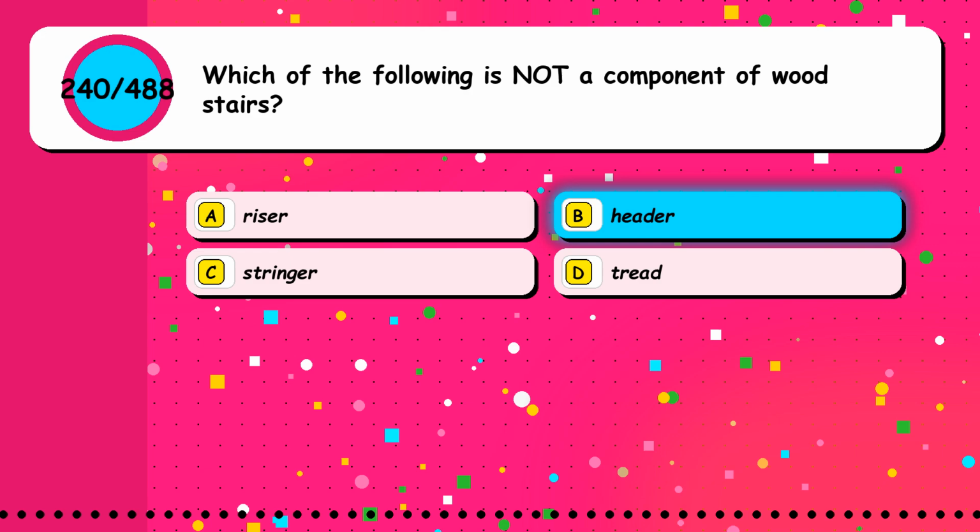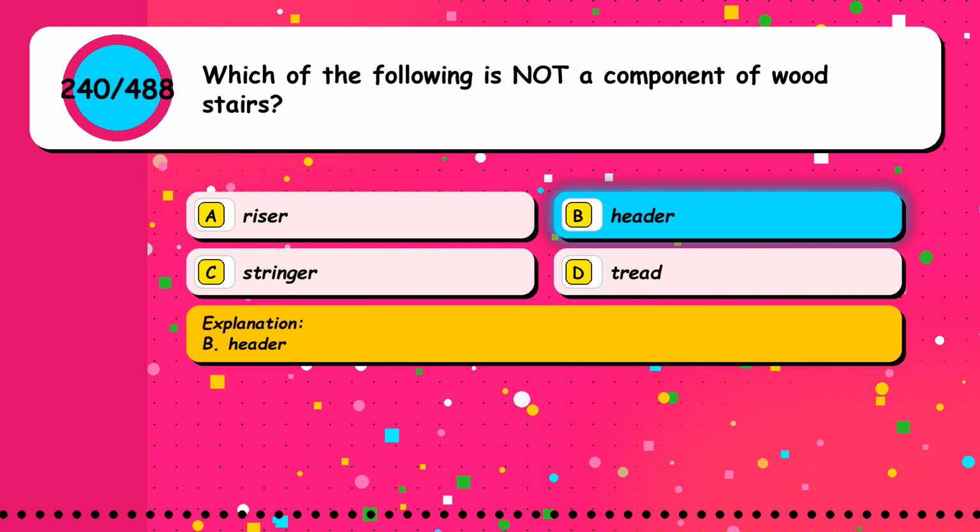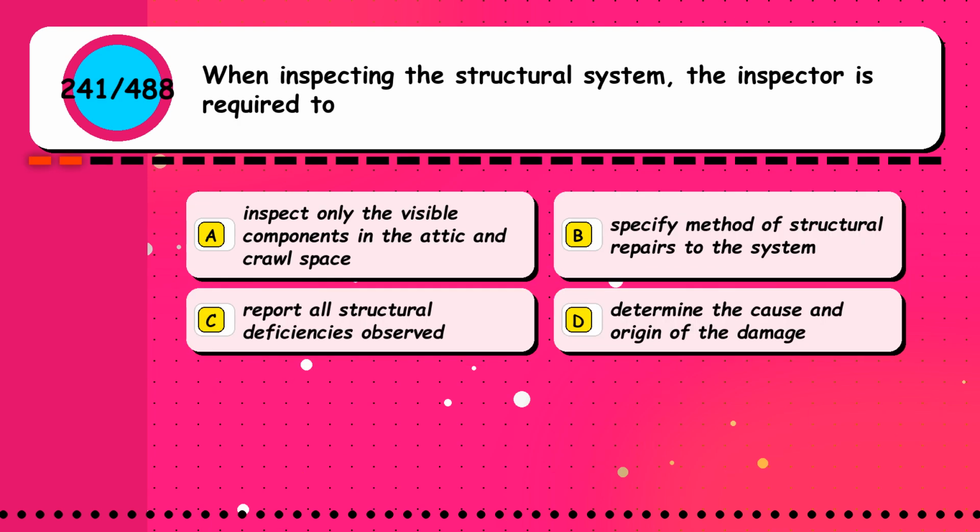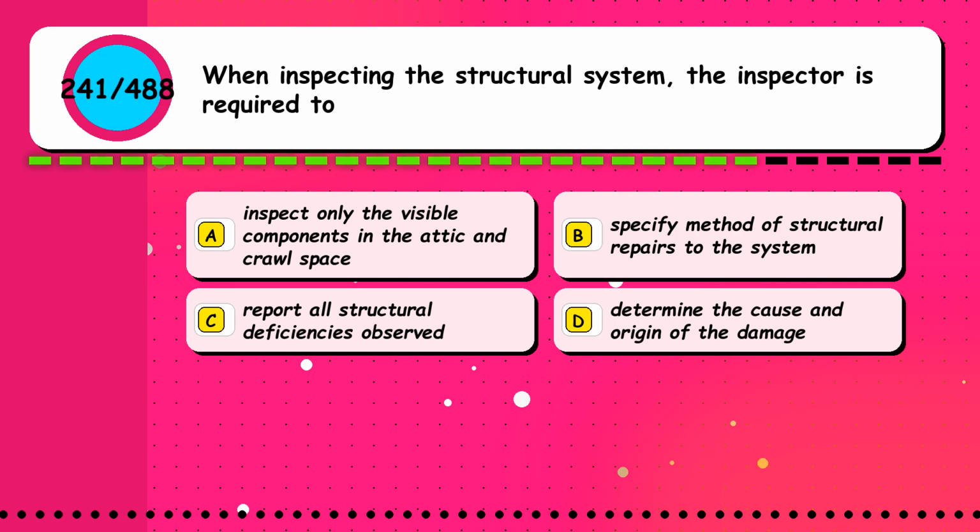The correct answer is option B, header. Question 241. When inspecting the structural system, the inspector is required to option A, inspect only the visible components in the attic and crawl space. Option B, specify method of structural repairs to the system. Option C, report all structural deficiencies observed. Option D, determine the cause and origin of the damage.